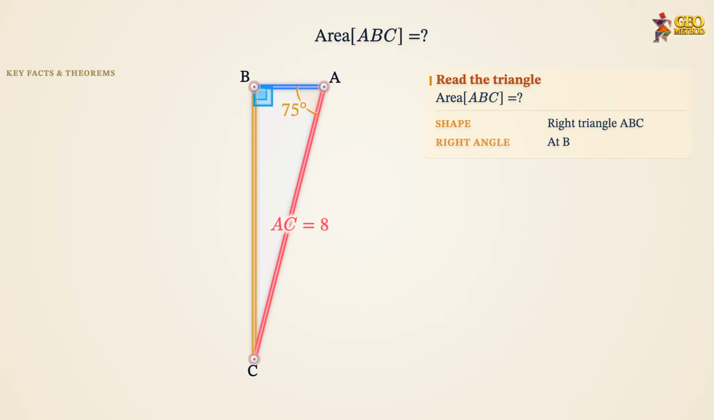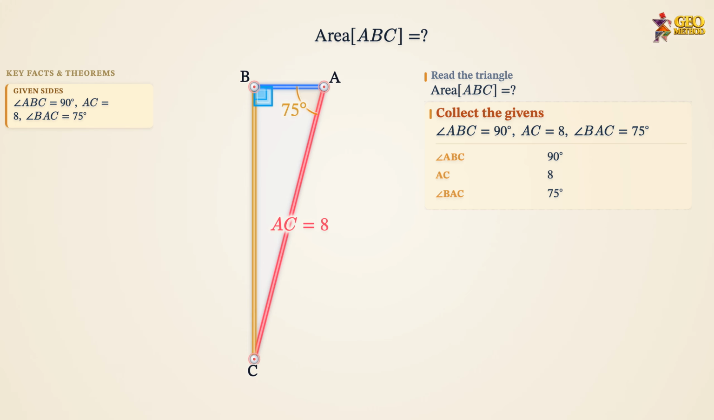Here is triangle ABC, drawn with a right angle at the vertex B. Our whole task is to find the area of this triangle. Two measurements pin the triangle down completely. The hypotenuse segment AC equals 8, and the angle at A, that is angle BAC, equals 75 degrees. A right triangle with a fixed hypotenuse and one acute angle has just one shape.